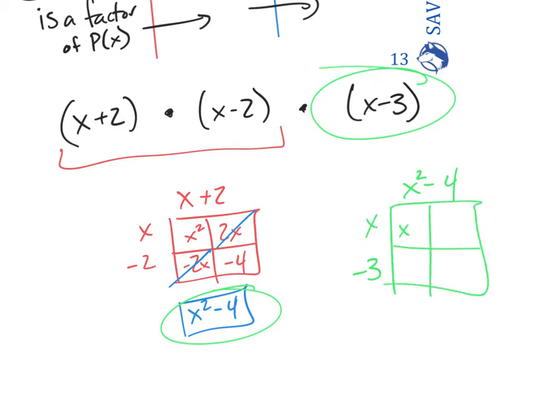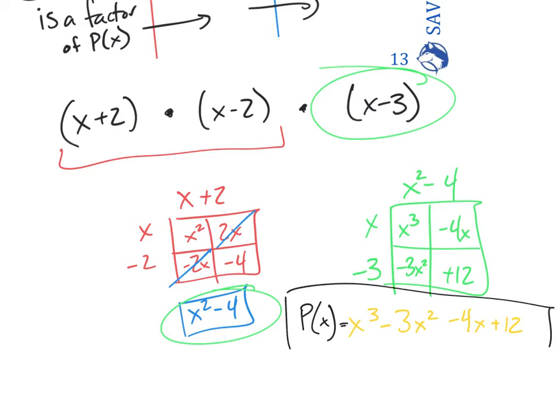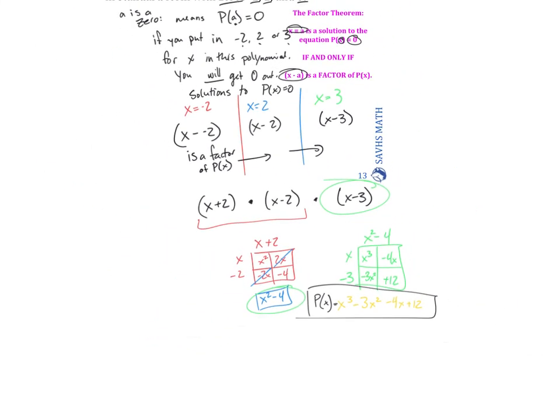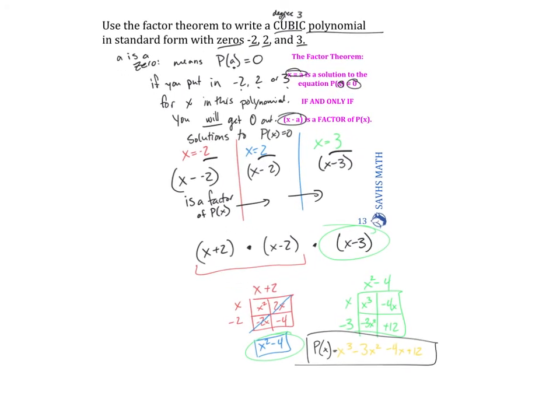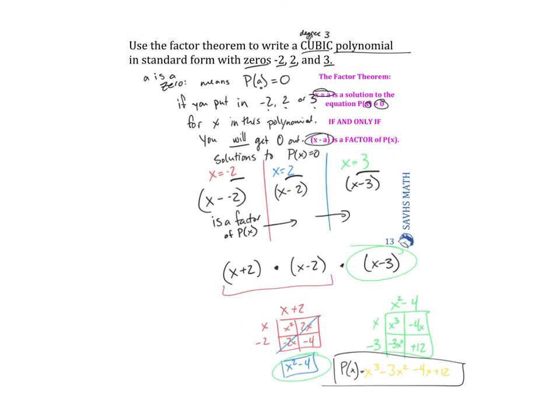Okay, x cubed minus 4x minus 3x squared, and then plus 12. So what are we left with? We're left with x cubed minus 3x squared minus 4x plus 12. And so this is a polynomial that has roots at x equals 2, -2, and 3. So we use the factor theorem kind of backwards, from the solutions to the factors.